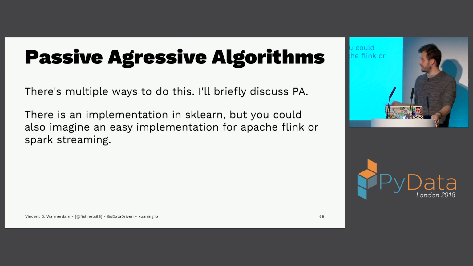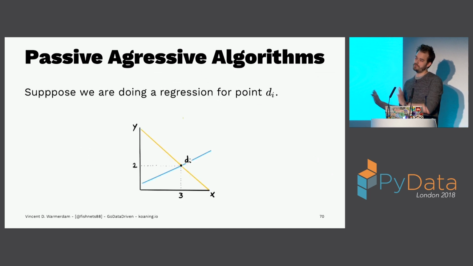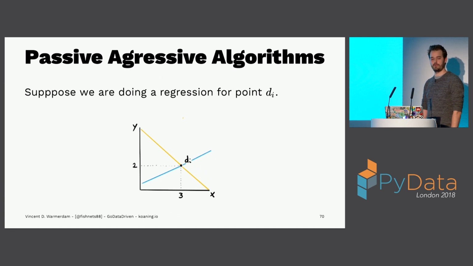So there's an implementation in scikit-learn that actually sort of does this. But you can also imagine that things like Apache Flink or Spark Streaming might have some implementations that are interesting. So I'll give you a small explanation of how some of these algorithms work. This is a point that lives in space, and we're going to do a regression on it.